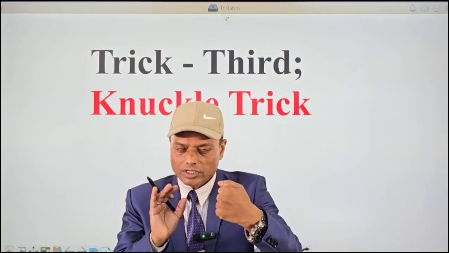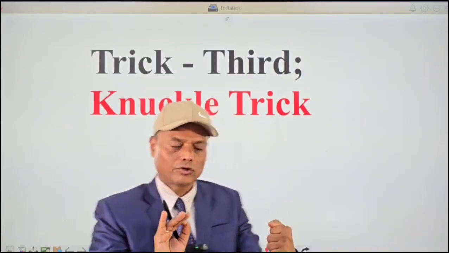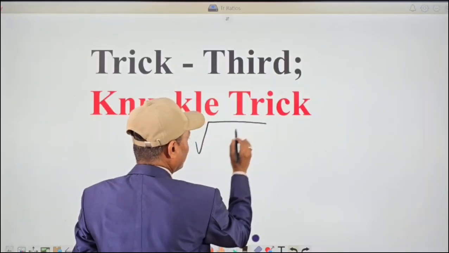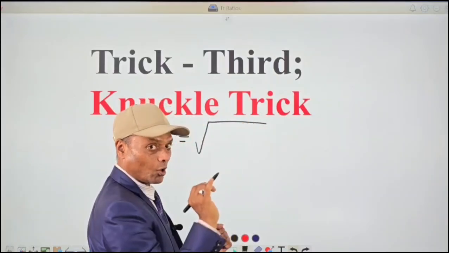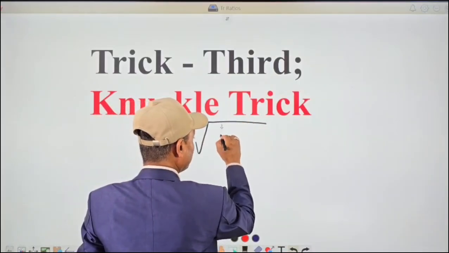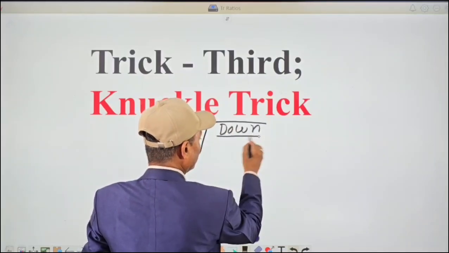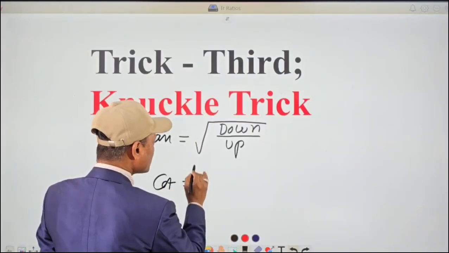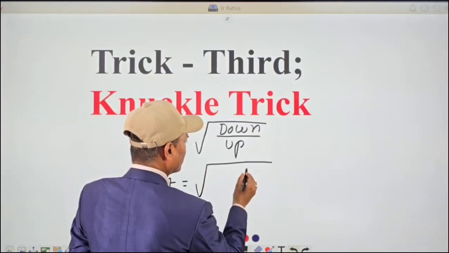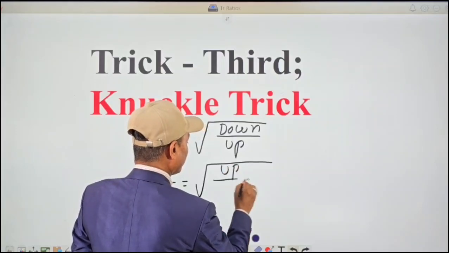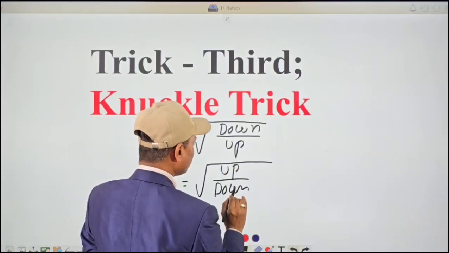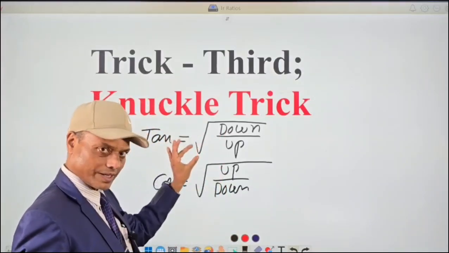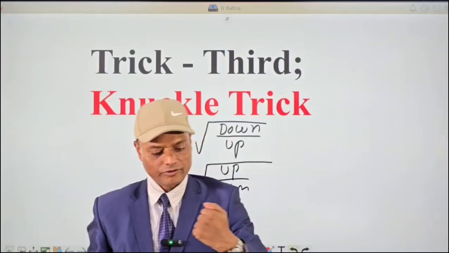And for this, you have to remember one very easy formula to find the value of tan. Tan is equal to the square root of the number of dots down over the number of dots up. When I show you an example, you can easily understand. And cot is just the reverse of tan, that is, the number of knuckles up by down, isn't it? So tan is down by up, cot is up by down. See carefully here.